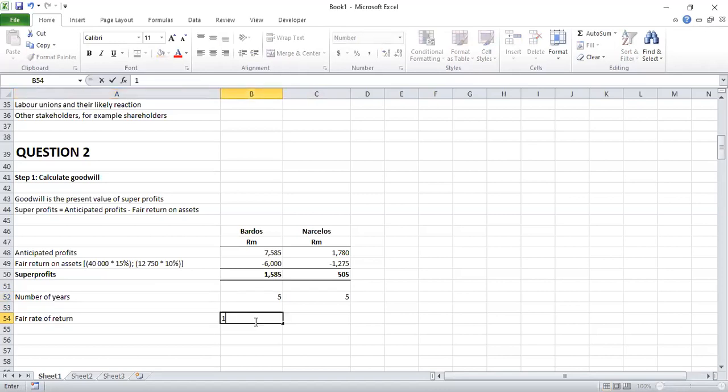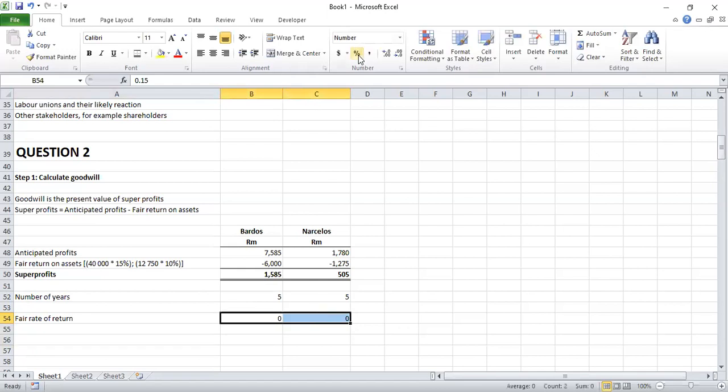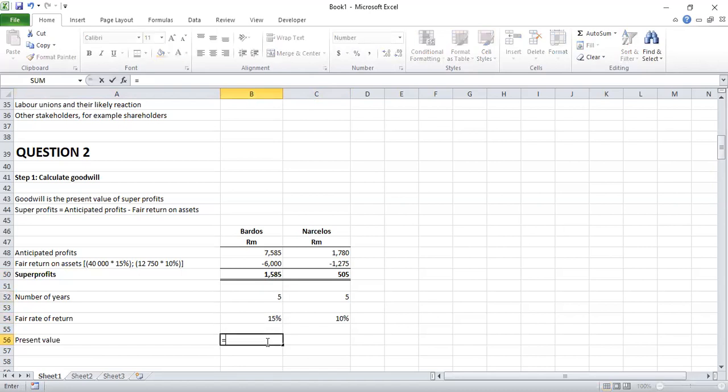It's 15% here. Then it's 10% there. So then can you find the present value? So you are saying this is the PMT. You make this your PMT because it's an annual super profit every year. Then this one will be the number of years. They will be for 5 years. And this one will be the fair return. So can you find your PV there? So we can say equal to present value.